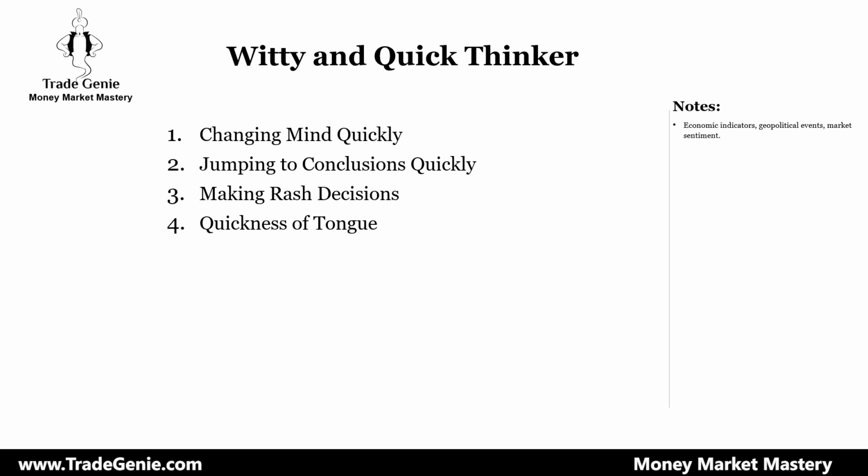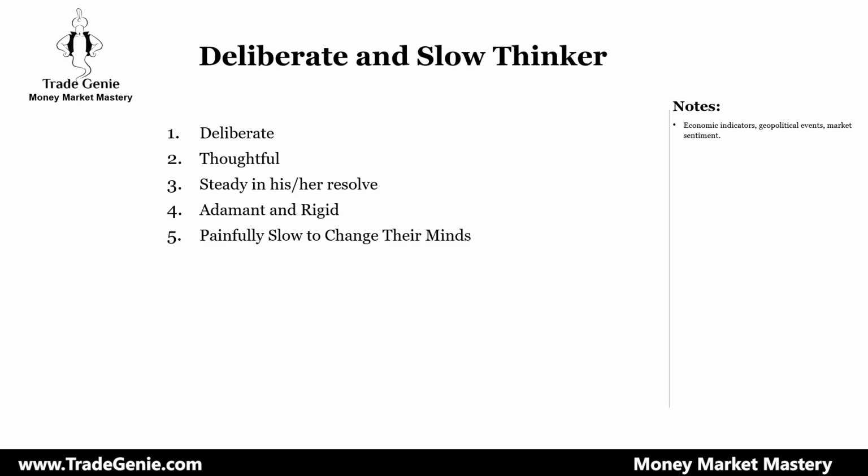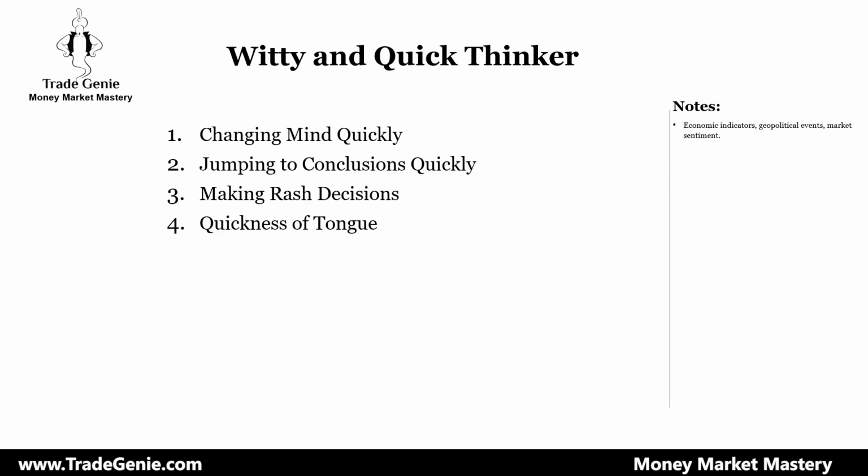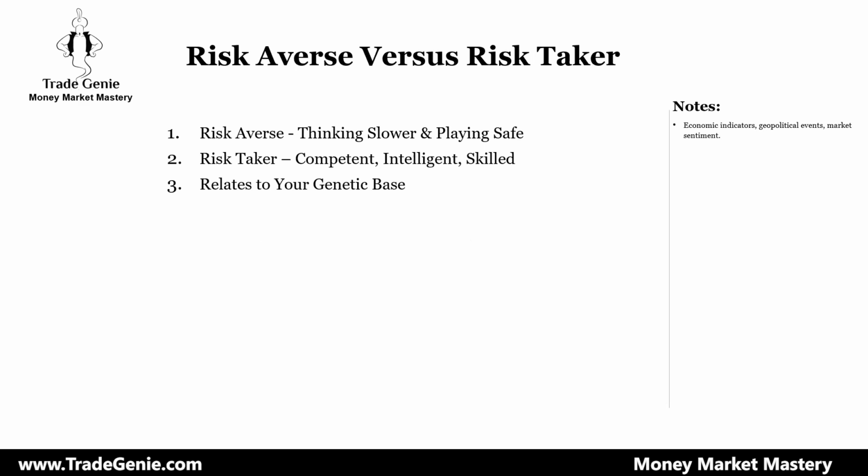So we are talking about the deliberate and slow thinker, and then there is another one called the witty and quick thinker. And then there are two kinds of traders. One is risk averse, and then there is a risk taker. If we think of risk averse, these are the people who are deliberate and slow thinkers. So they play safe.